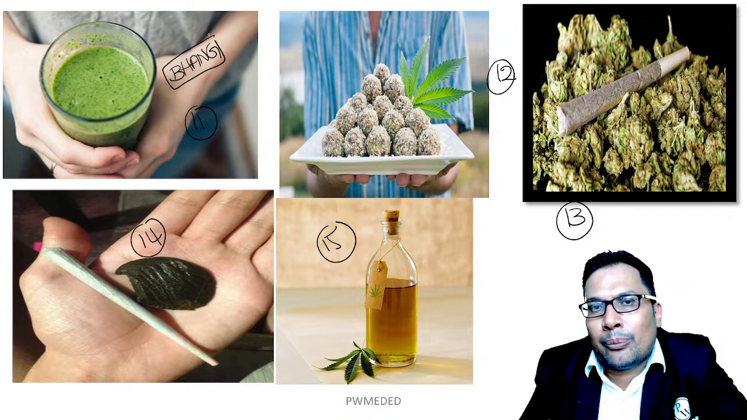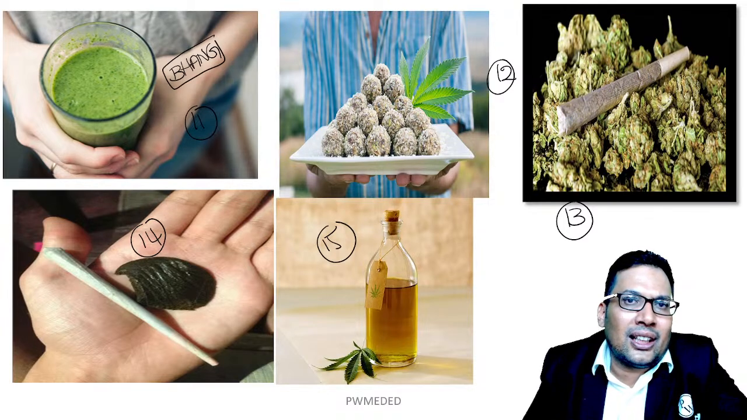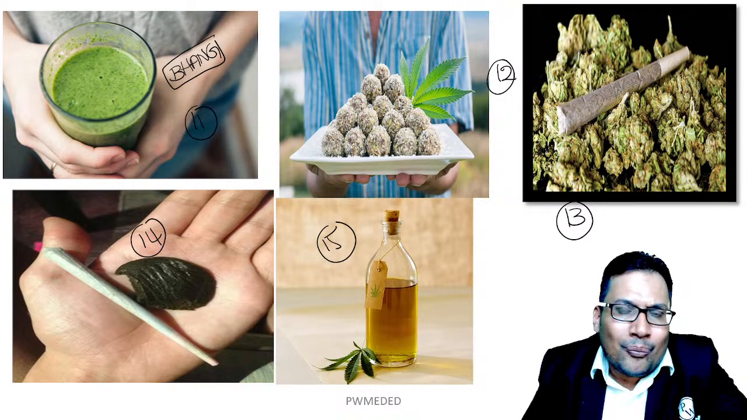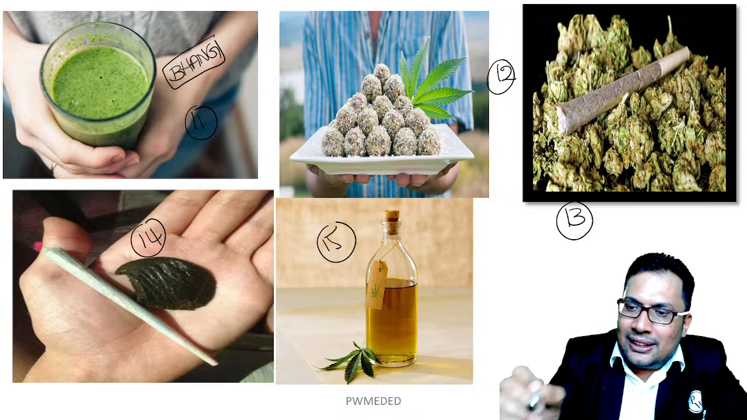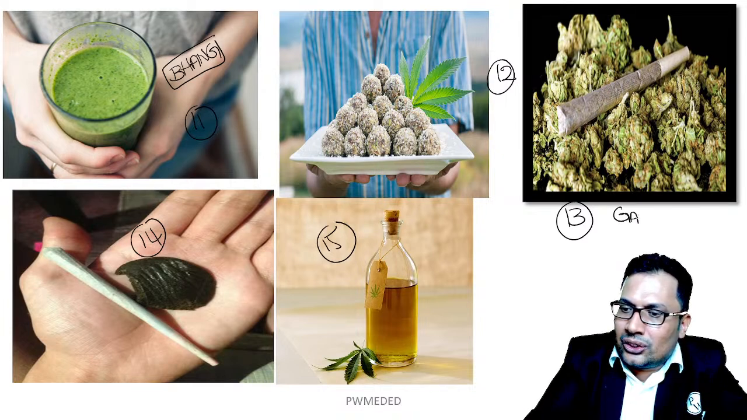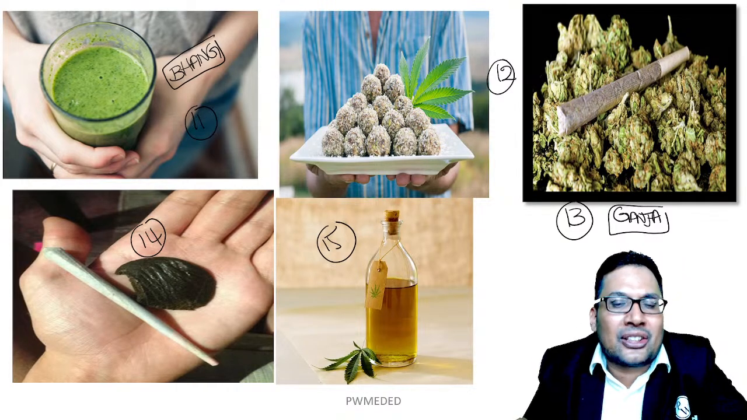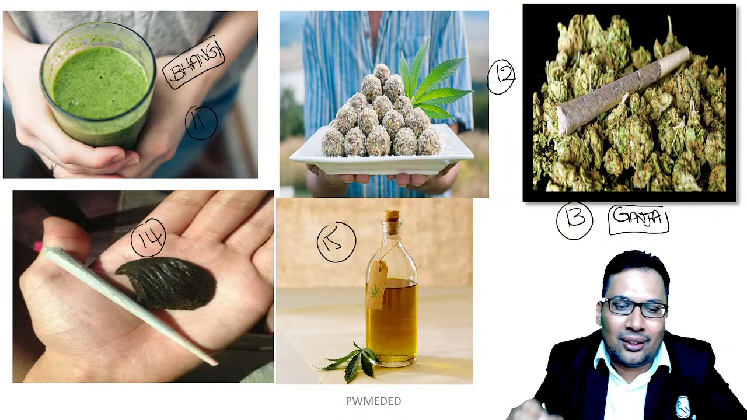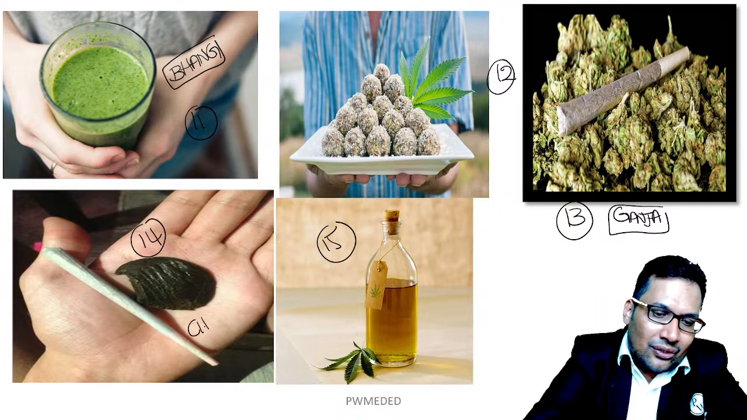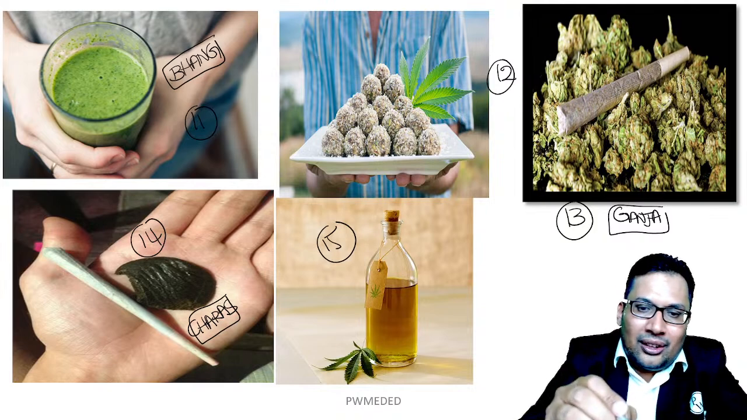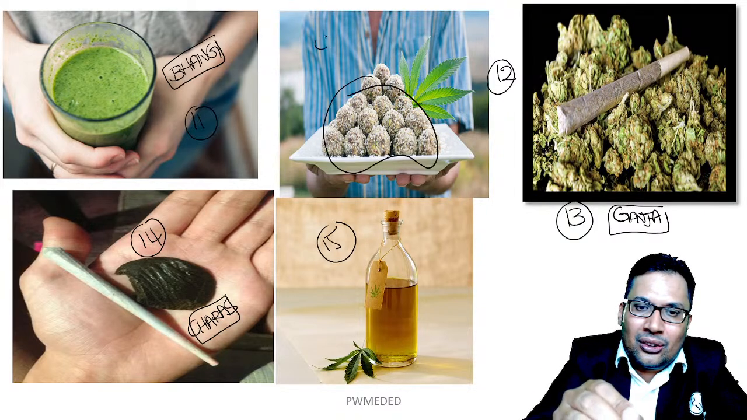Bhang is the preparation from the cannabis sativa. It contains up to 10 to 15% of the 9-tetrahydrocannabinol. Okay, bhang it is. So this is ganja, around 15 to 25%. It is used for smoking purpose. Again, cannabis sativa, 9-tetrahydrocannabinol. This is charas, around 30 to 40% of the active principle.